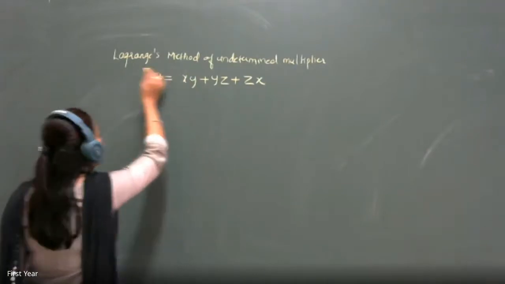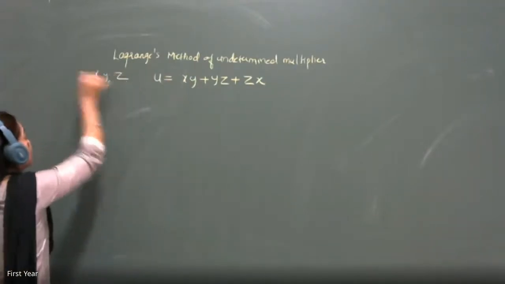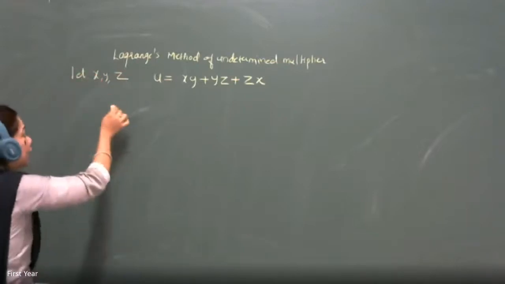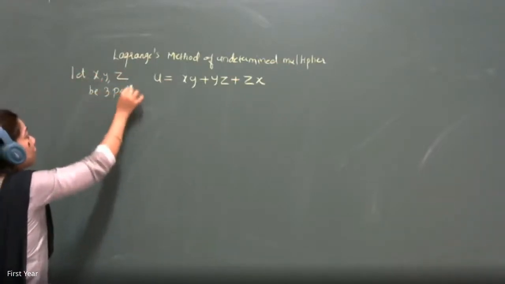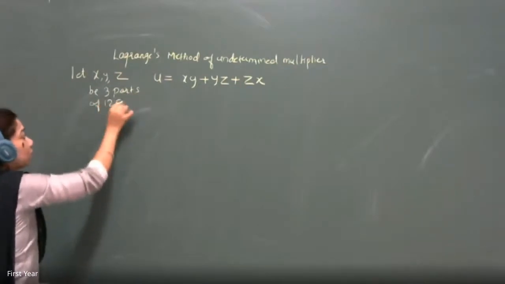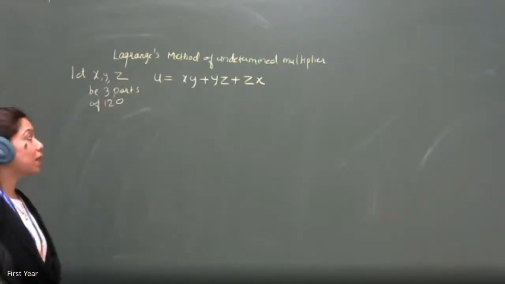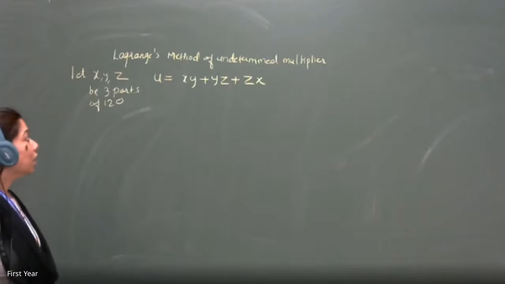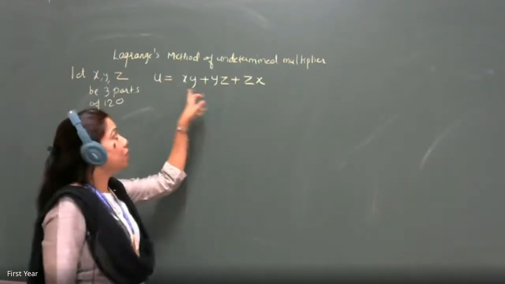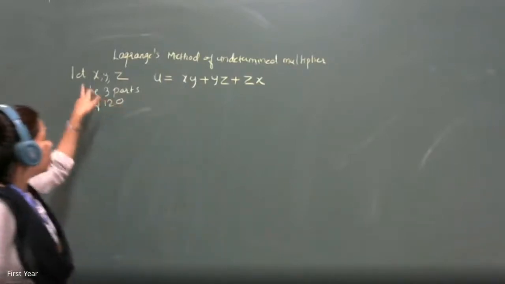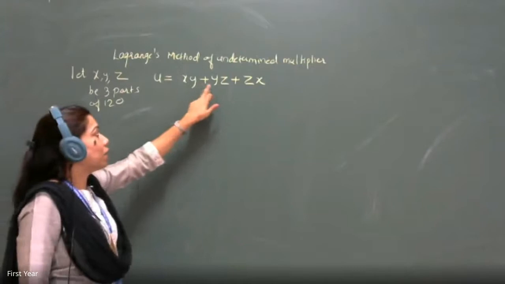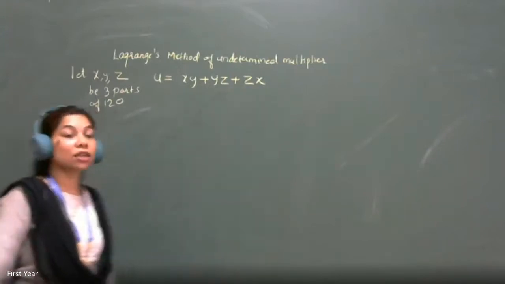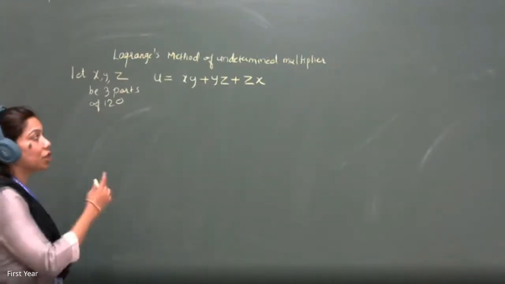What are the three terms? Let x, y, z be three parts of 120. Just mention this in the data. Then the function which has to be optimized is the sum of the product taken two at a time. Of the three variables, two are taken together. So xy is one product, yz is the second product, zx is the third product, and adding them, this function has to be optimized.